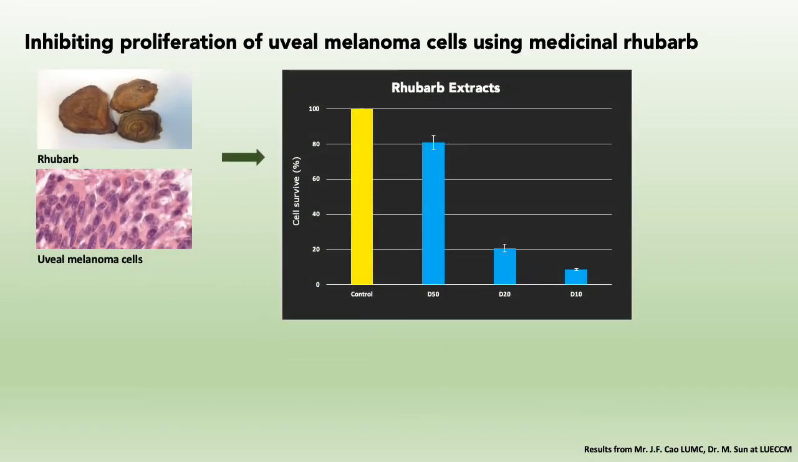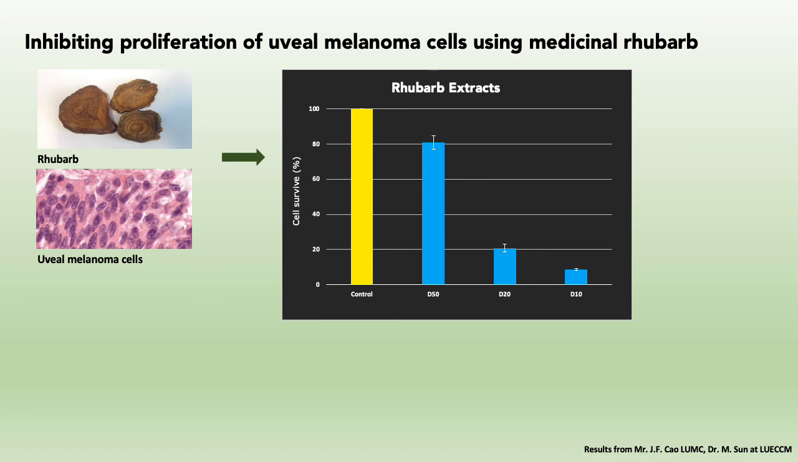So here I want to show another example, again rhubarb. Previously I showed that rhubarb has many different biologic effects. One of the effects is for the treatment of constipation, but another effect is to reduce toxic components in the treatment of cancer. Here, in collaboration with LUMC, we used extract from rhubarb for treatment of uveal melanoma cells. This is one of the eye cancers. Till now, no drug can treat this disease.